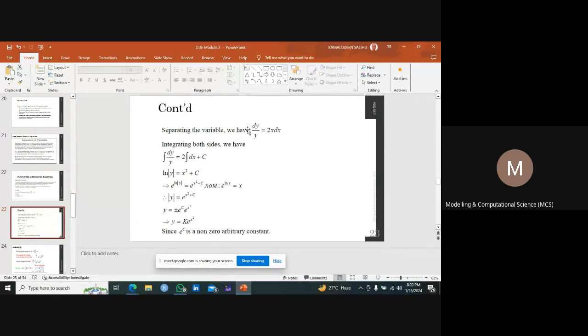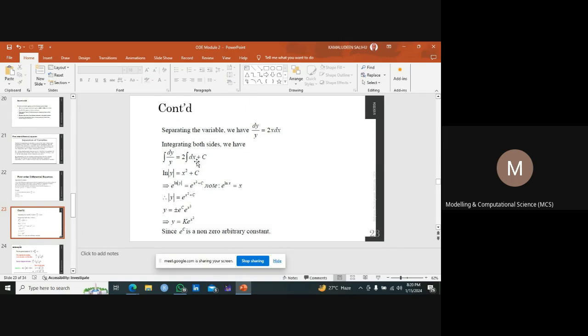Now after separating it, the next step is integrating both sides. So when you integrate both sides, you have it to be this. That is the next step here. After having this, the integral of 1 over y is ln absolute value of y. We know this in our integration. The inverse of integral will always be what? Absolute value of the denominator.